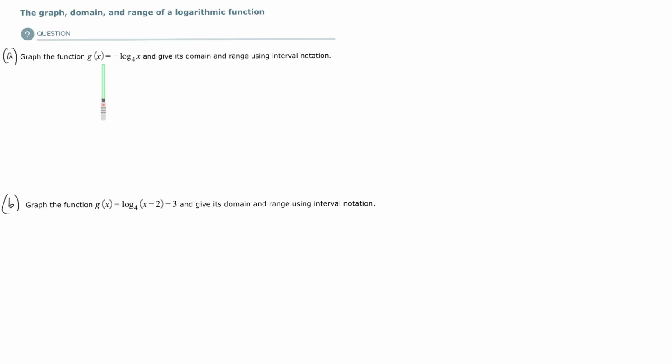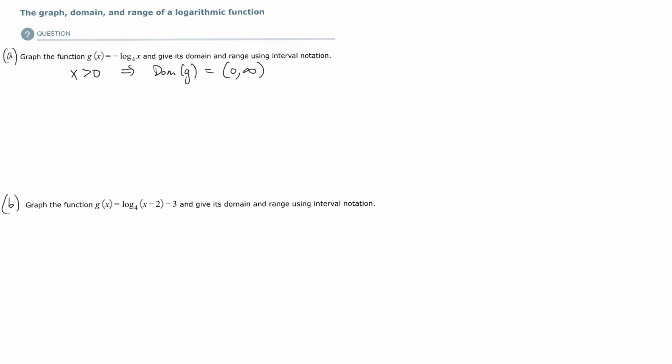Why don't we spot the domain of g of x right now? Remember that you could only take the logarithm of a positive input. So the input has to be positive here. So we have to say x is greater than 0. Well, that implies that the domain of g must be what? 0 to infinity, because it does ask for interval notation.